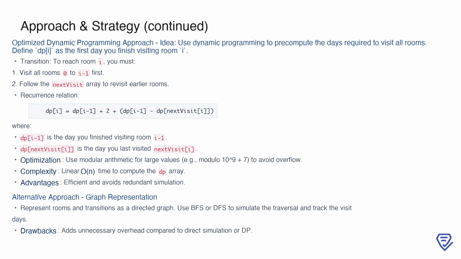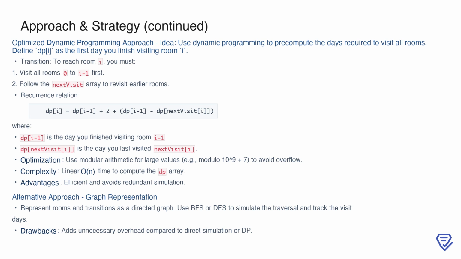To address the inefficiencies of the brute force method, we turn to a dynamic programming approach. The key idea here is to define a state dp[i], which represents the first day you finish visiting room i. With this setup, we can build a recurrence relation to calculate dp[i] based on the previous states. Specifically, to reach room i, you must first complete visiting all rooms from 0 to i-1.